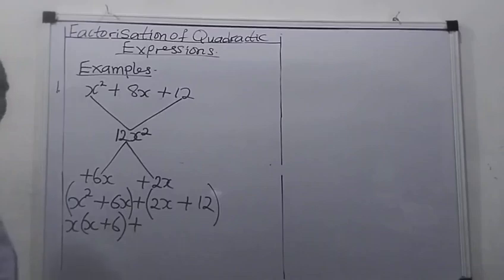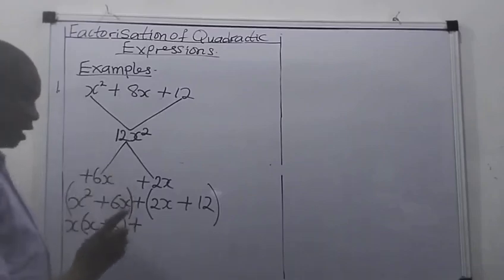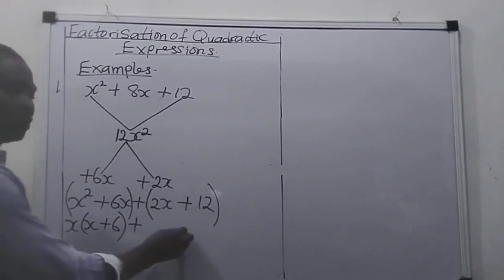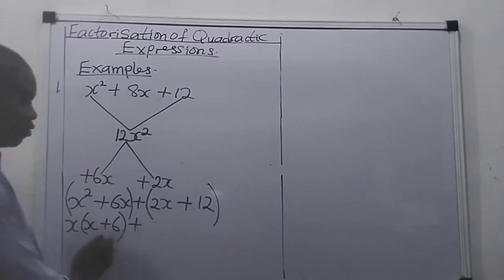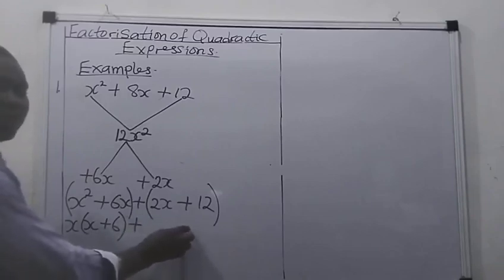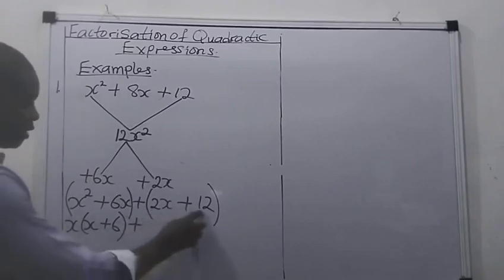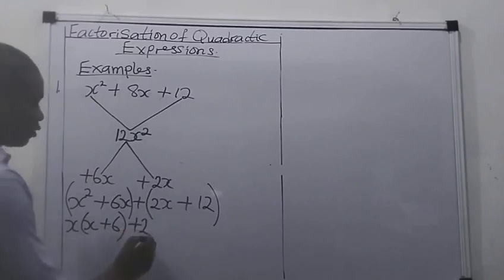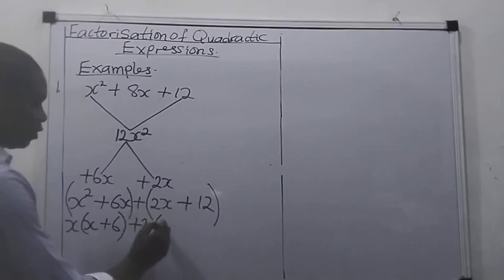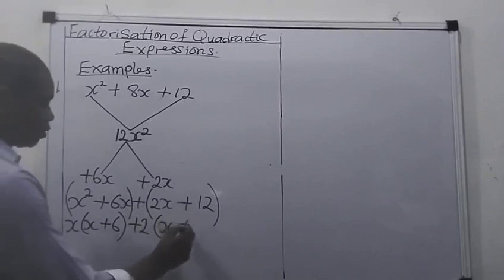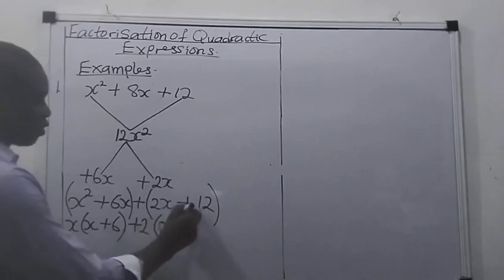One thing we must take note of is that whatever we have in the first bracket must be equal to whatever is inside the second bracket. So what is common here? It is 2. If I bring out 2, I open a bracket, because 2 into 2x will give me only x, then plus 2 into 12 is 6.